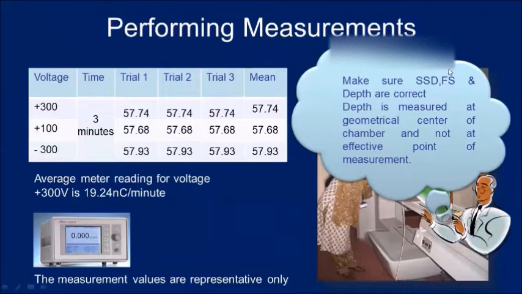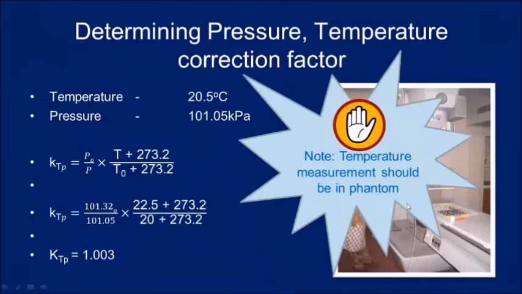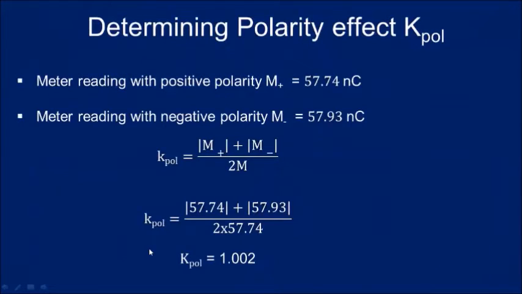Please note, you have to make sure SSD, field size, and depth are correct and the chamber geometrical center is at the reference point and not the effective point of measurement. And note down the temperature and the pressure, apply the pressure temperature correction factor, and here the pressure temperature correction factor when you calculate for 20.5 and 101.05 is 1.003. Please note, you have to measure the temperature in the phantom and don't take the room temperature.